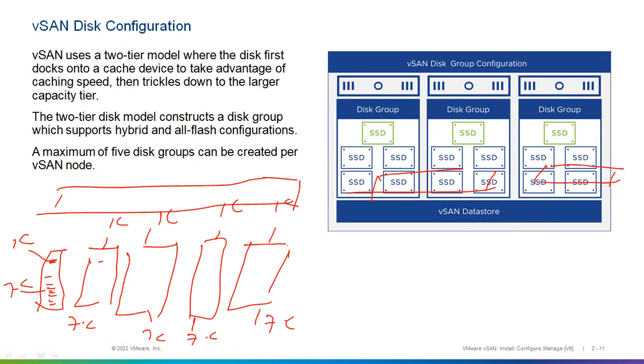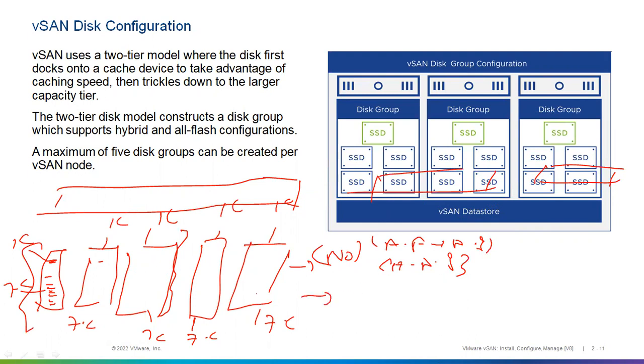Okay. All right. And the second thing, we cannot mix. For example, you say, sir, there are 3 all flash disk groups and 2 hybrid. Can we merge them? No. The answer is always no. We cannot merge all flash disk groups with hybrid disk groups. Okay. That's the first thing. Second thing, sir, can we keep 5 disk groups here and 3 or 2 on another host?